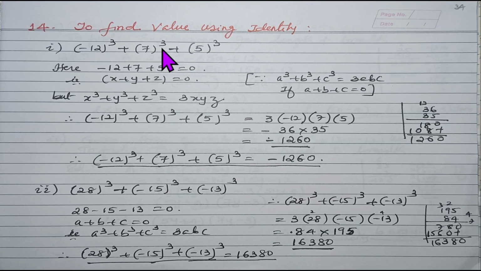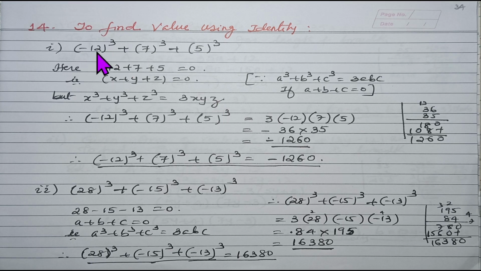Now coming to the next example, that is the 14th example, to find the value of the sum of the cube terms using an identity. One is by the direct method. Now let us see how to use the identity. We know one particular identity, that a cube plus b cube plus c cube is equal to 3abc if a plus b plus c equals 0. Please understand, if a plus b plus c equals 0, then a cube plus b cube plus c cube is equal to 3abc. That means if x plus y plus z is equal to 0, then x cube plus y cube plus z cube is equal to 3xyz.